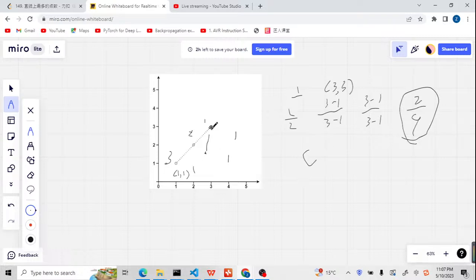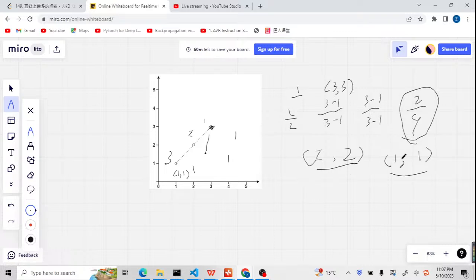So for this example, 3, this is this point to this point. So the slope is 3 minus 1, it is 2, and 3 minus 1, it is 2. We're going to use this pair to represent the slope. And we also have other values, for example, this point and this point. So it will be 1 and 1. But actually this 2 and 2 and 1 and 1, they are the same.